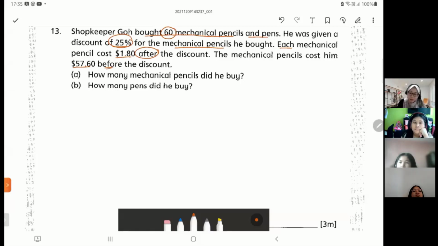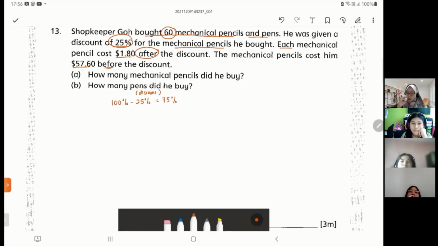How many mechanical pencils did he buy? How many pens did he buy? Now we know there's a discount given on the mechanical pencil, which is 25%. So after the discount, how many percent will that be? We take 100%. Discount means you slash the price, take away the price. So it is minus 25%. You get 75% because this is my discount.